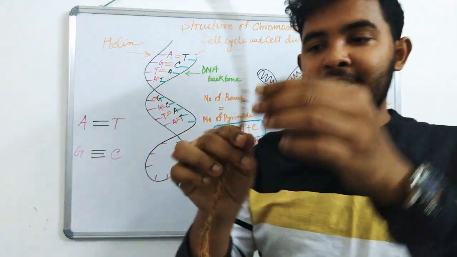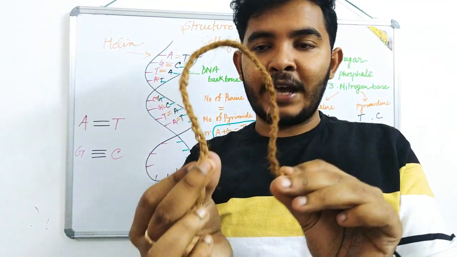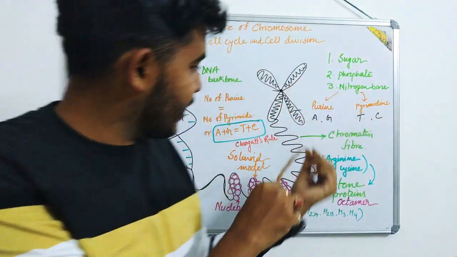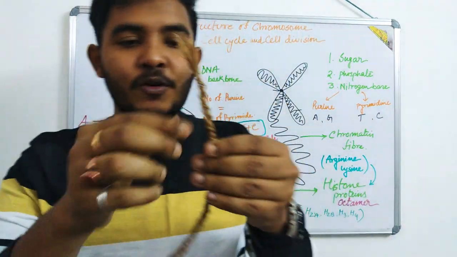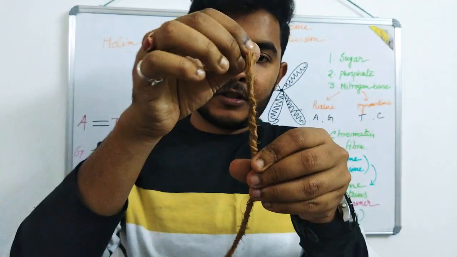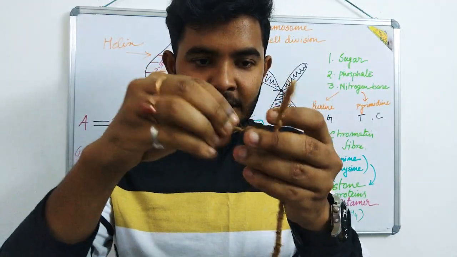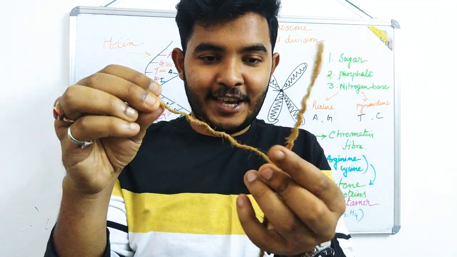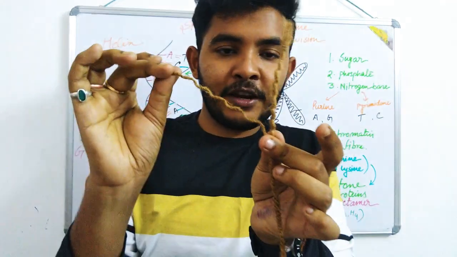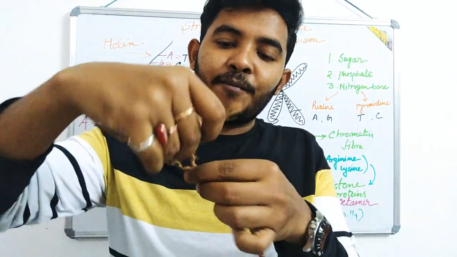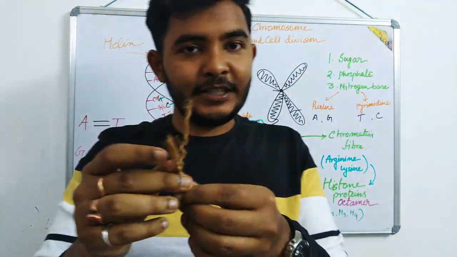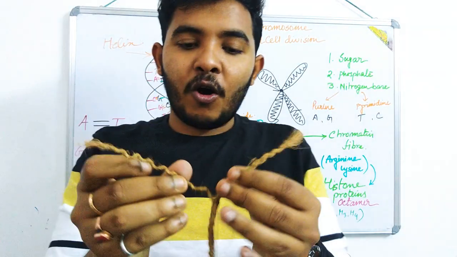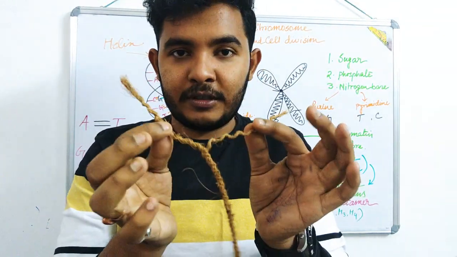Okay, so look how nicely it has been intertwined, how nicely it has been coiled. You can take it as an example for this chromatin fiber. Look, it has been coiled so nicely. If I just unwind it, you can see it is unwinding, isn't it? And the moment I leave it, it will again try to return to its earlier condition, isn't it? So this DNA, this chromatin fiber, always surrounds each other like that.